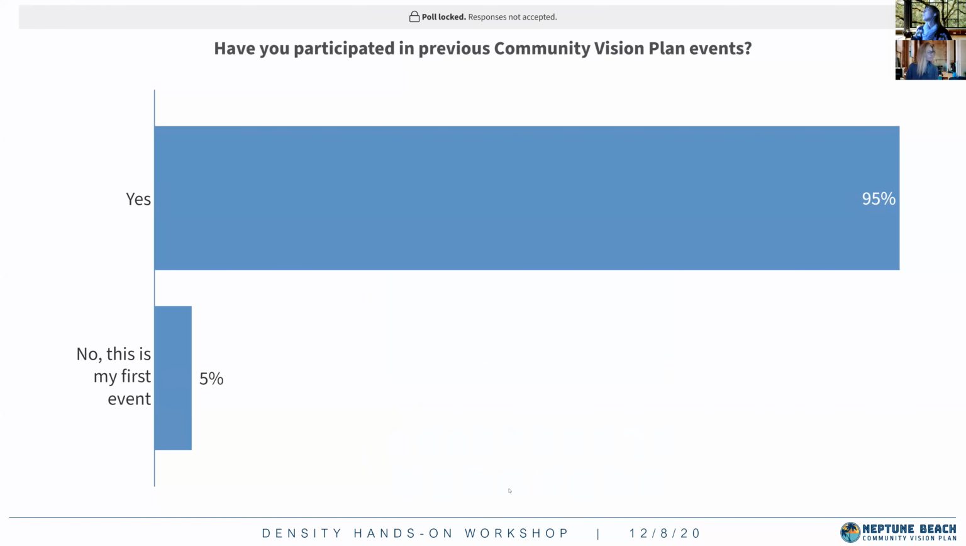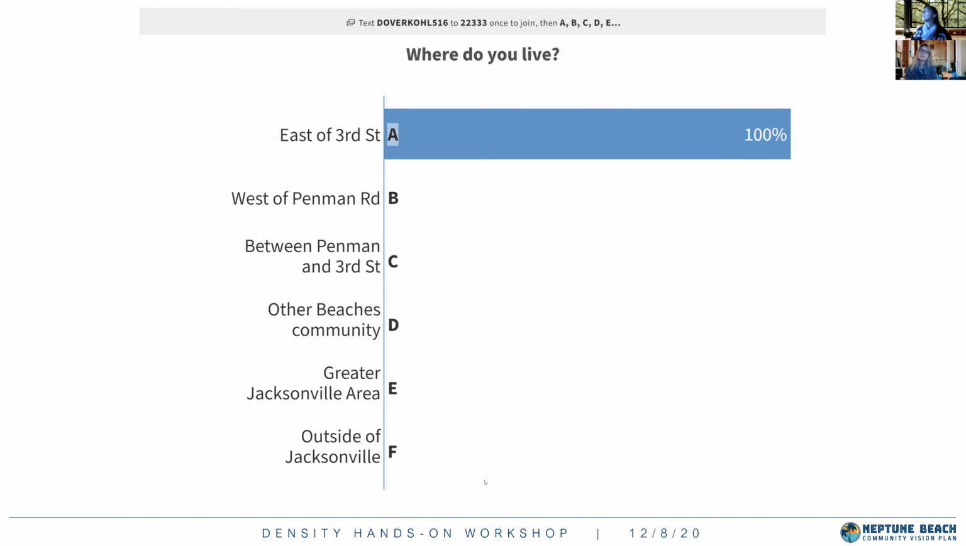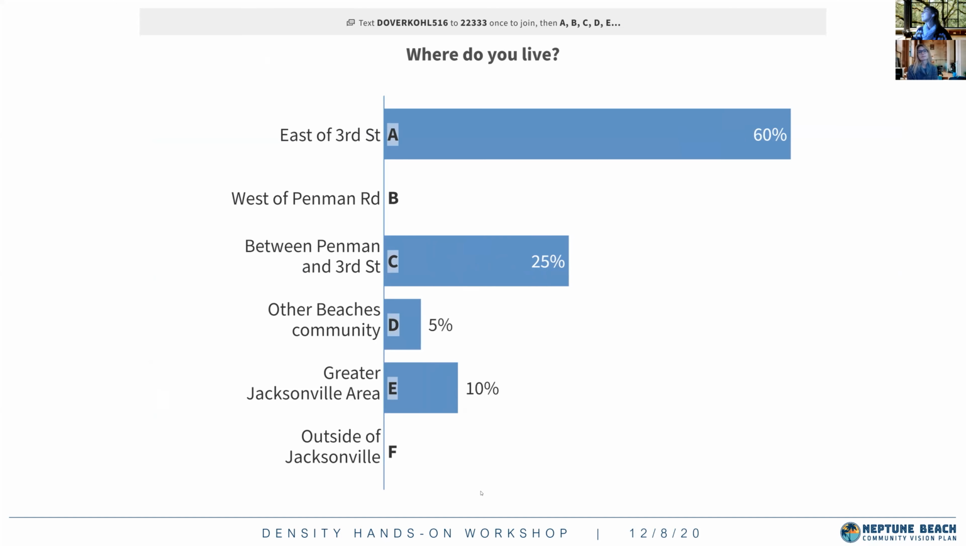So the next one is, where do you live? So you can answer east of 3rd Street, west of Penman Road, between Penman and 3rd Street, other beaches community, greater Jacksonville area, or outside of Jacksonville. And I see we have some people.